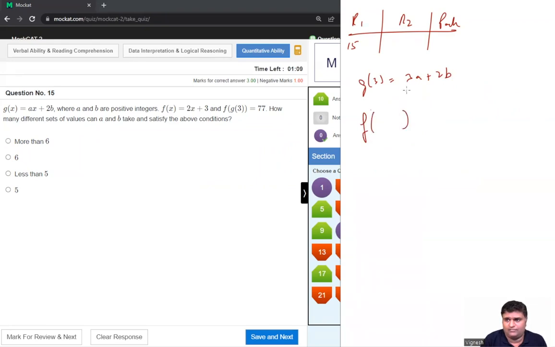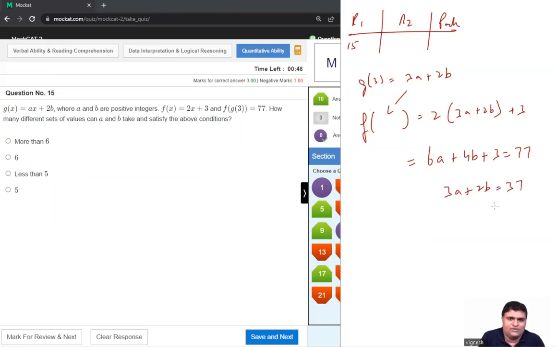Plus f of that is going to be 2 times 3A plus 2B, correct? Plus 3, which is what? 77. 6A plus 4B plus 3 is equal to 77. Take the 77, there is going to be 74. 3A plus 2B is 37. How many different sets of values A and B can take, both positive integers, and satisfy the above condition? What solutions?